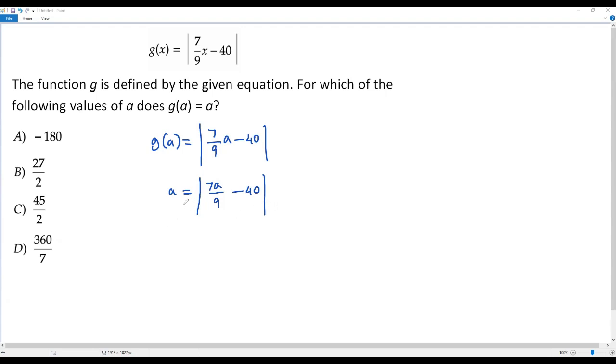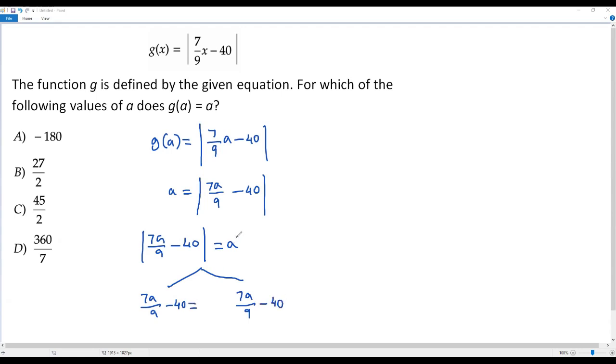Okay, for my convenience, let me switch the stuff on the left side and right side. Then I'm getting the absolute value of 7a over 9 minus 40 equals a. Now we have to solve for a in this absolute value equation. Whenever I want to solve for a particular variable in an absolute value equation, I have to take two branches. In both the branches, I have to take the stuff inside the absolute value as it is. Then I'm getting 7a over 9 minus 40.